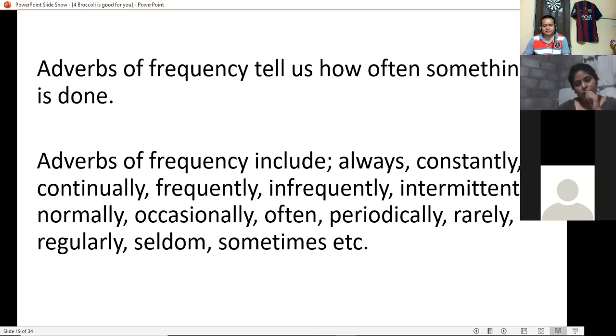Stephanie, can you read this part, please? Adverbs of frequency tell us how often something is done. Adverbs of frequency include always, constantly, continually, frequently, infrequently, intermittently, normally, occasionally, often, periodically, rarely, regularly, seldom, sometimes, etc. Very good. Nice. Thank you. Vamos a la siguiente.